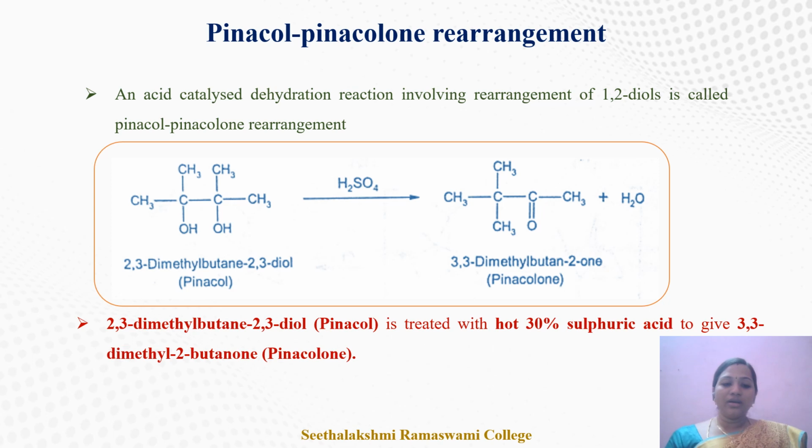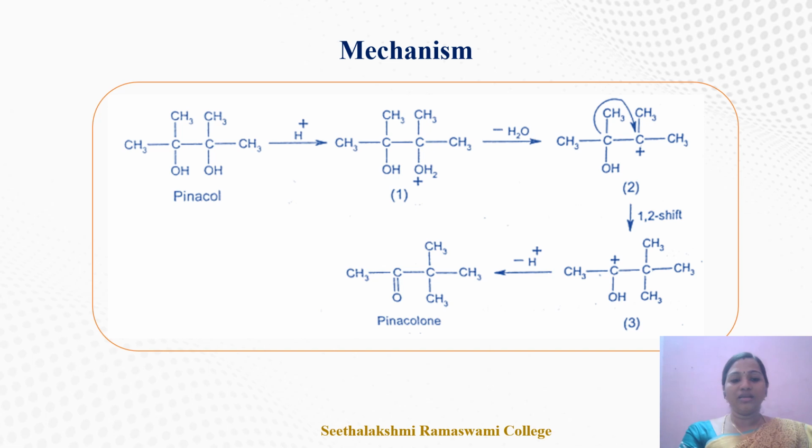So here you can see 2,3 dimethyl butane 2,3 diol, that is pinacol, is treated with 30 percent hot sulfuric acid to give 3,3 dimethyl butan-2-one, that is pinacolone. Now let us discuss the mechanism of this pinacol-pinacolone rearrangement.